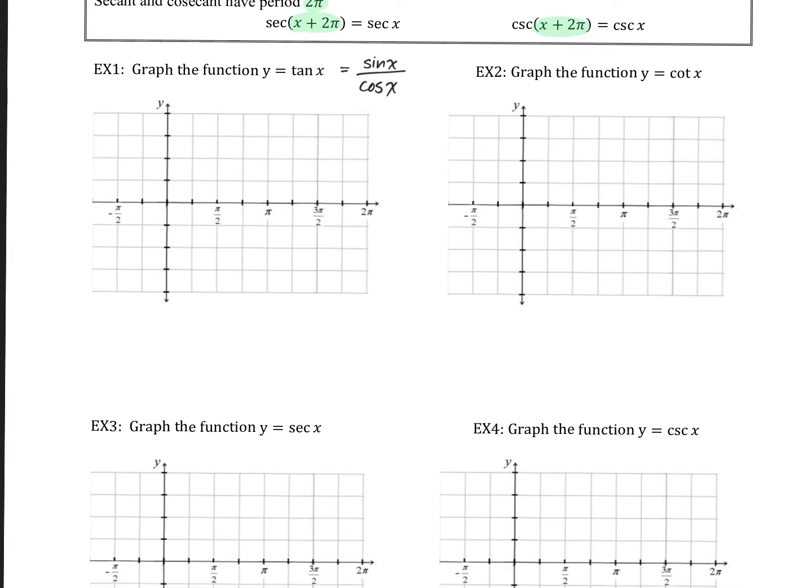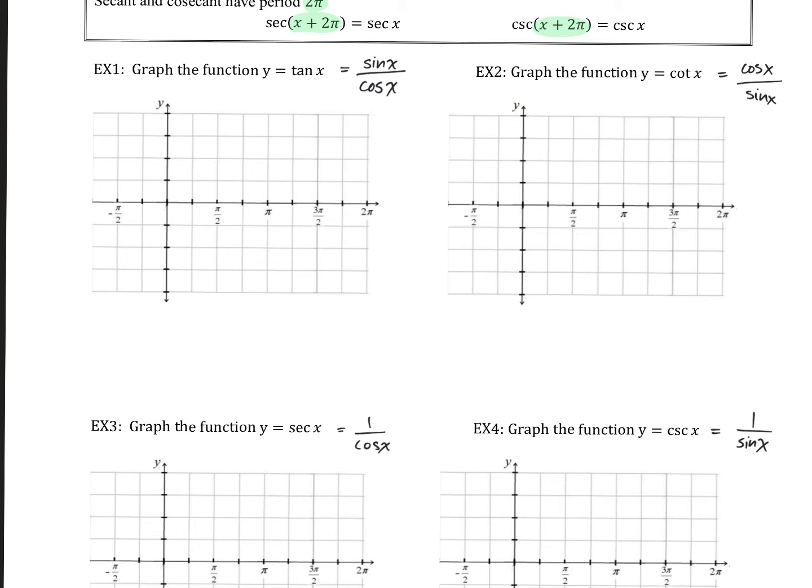Now, what are some of the main points? First off, one of the more important things for tangent, as well as cotangent, secant and cosecant, is the fact that these are all fractions. Remember, cotangent is cosine of x over sine of x. Secant is 1 over cosine of x, and cosecant is 1 over sine x. These are all fractions, which means they have the possibility of being undefined, which also means they all have asymptotes.